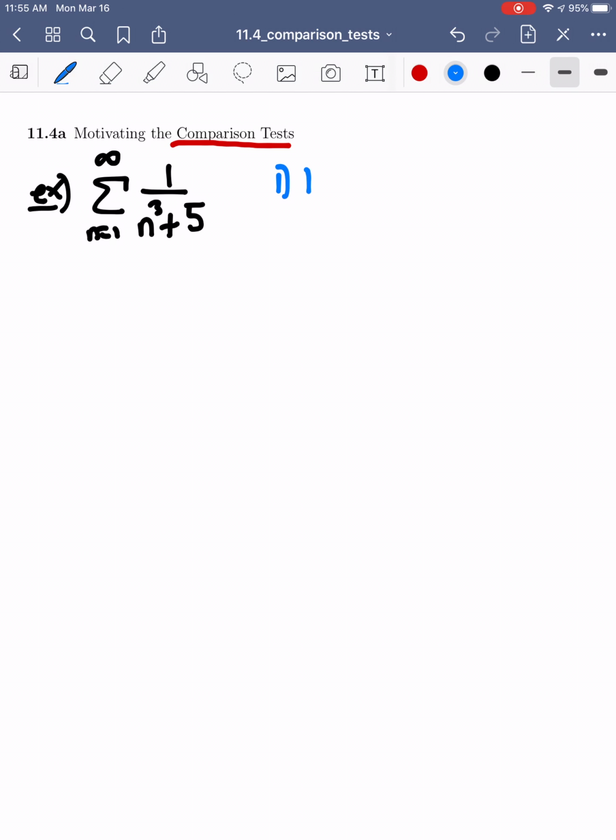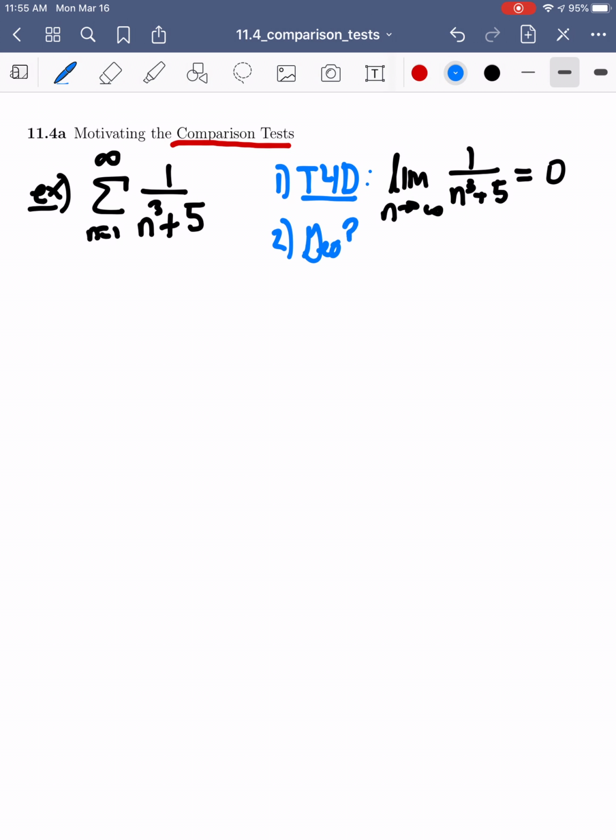We do the test for divergence by introducing the limit. If we do the test for divergence, we'll see that the limit of our series generating function, the 1 over n cubed plus 5, just goes to 0. If we ask ourselves, well, is this a geometric series? The answer here is no. So it looks like in our arsenal of convergence-divergence tests, the next logical thing for us at this point is actually the integral test, which we just covered last class.